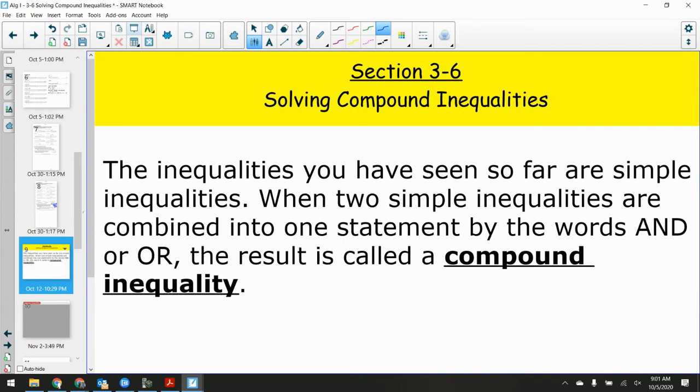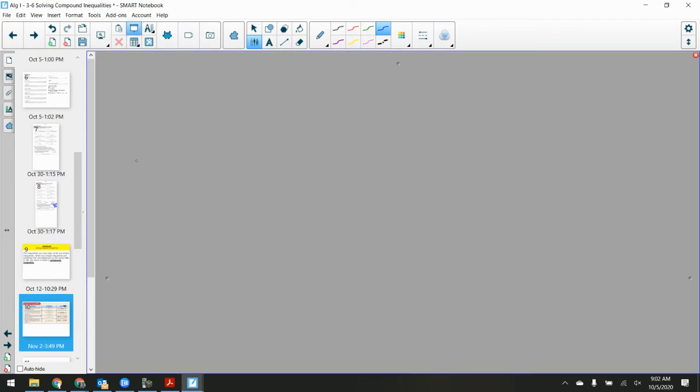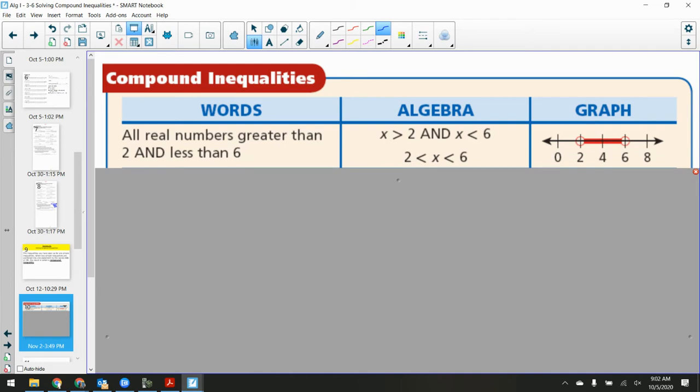The inequalities you have seen so far are called simple inequalities because they only have one inequality symbol going on. When two simple inequalities are combined into one statement using the word and or or, the result is called a compound inequality. All real numbers greater than 2 and less than 6. Notice how I use the word and. Greater than 2 and less than 6. When I use the word and, it must fit both requirements.